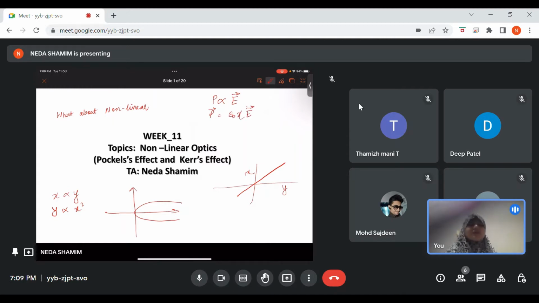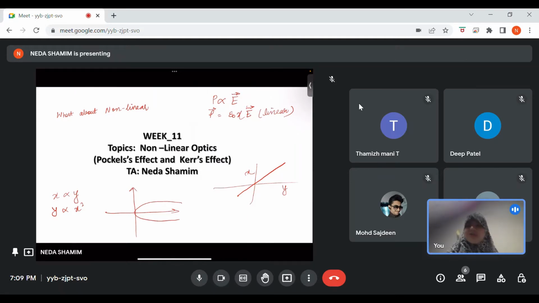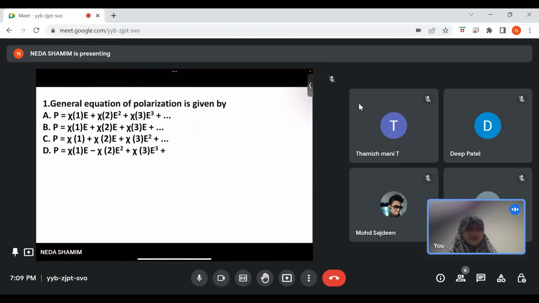But this is just a part of the whole general equation of polarization. So this is a linear relationship, but that's not the full picture. The picture is yet to be completed. So with that, we come to our very first question of the session. What is the general equation of polarization? So I said that P proportional to E is not the general equation. It's just a part of it. So what is the general equation?